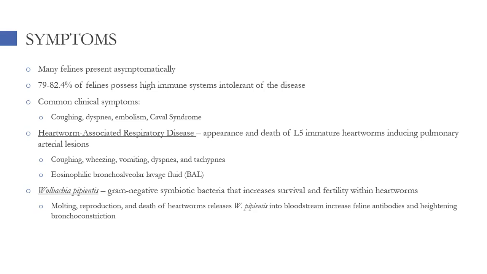Heartworm-associated respiratory disease, or HARD, in felines is a pulmonary disease initiated by the appearance and death of L5 immature heartworms approximately 70 to 90 days after initial infection. Furthermore, HARD may be referred to as pulmonary larval dirofilariasis, as mature adult heartworms are never present. Previous studies have revealed presence of radiographically and histologically evident pulmonary arterial lesions in antibody-positive felines without mature heartworm presence. Clinical symptoms include, but are not limited to, coughing, wheezing, vomiting, dyspnea, and tachypnea.